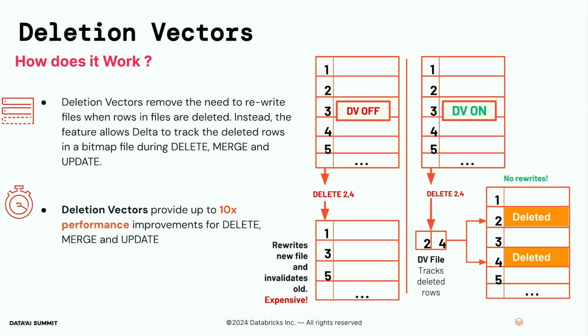So basically what they're doing, they're tracking the rows that are going to be changed in a bitmap to make sure that we reduce the number of writes. And these deletion vectors were able to improve the performance up to 10 times. So trust me, you need to enable this feature.